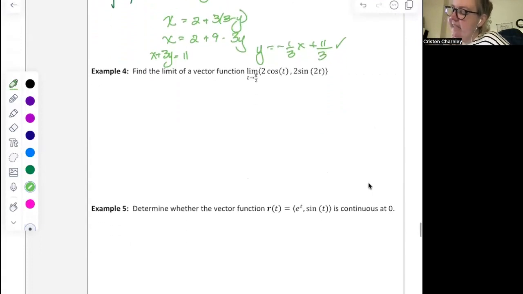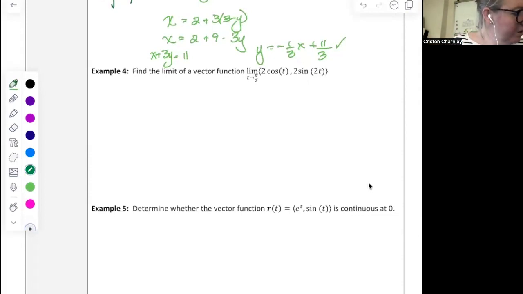Example 4, find the limit of a vector function, the limit as t approaches pi over 2 of 2 cosine t plus 2 sine of 2t. And I bet if I let you do this on your own, you would know exactly what to do. What would you do with the pi over 2? Well, you would just put it in place of your t values. So the same thing is going to be true here.